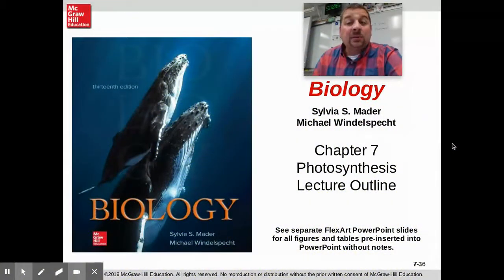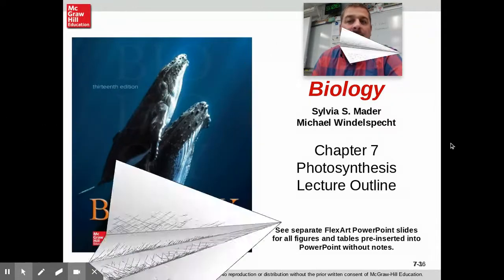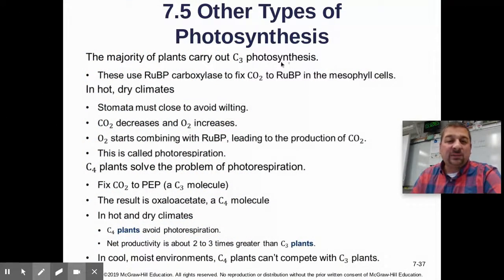Amy here, back with the last video for Chapter 7 over photosynthesis, in which we will be looking at other types of photosynthesis that some plants show. The majority of the plants that we talked about, and I mentioned this in the other videos, are what we refer to as C3 photosynthesis.